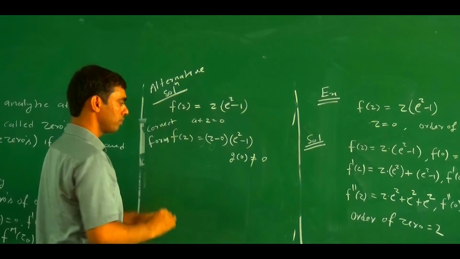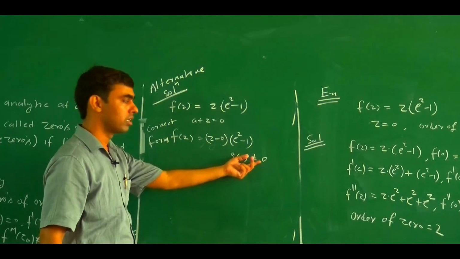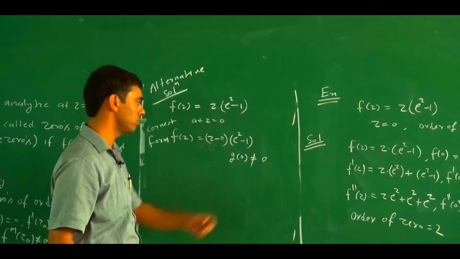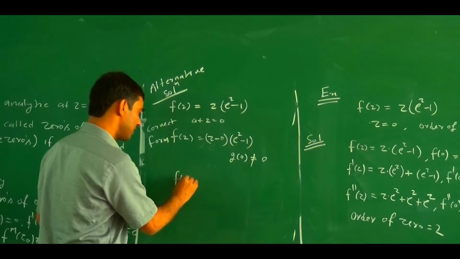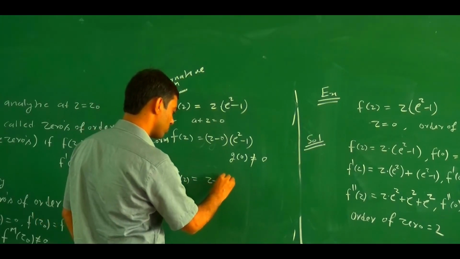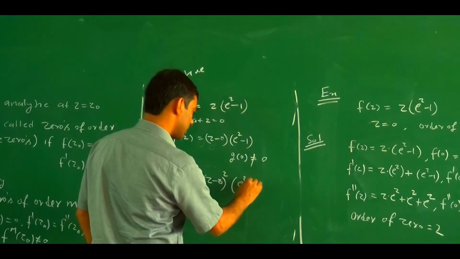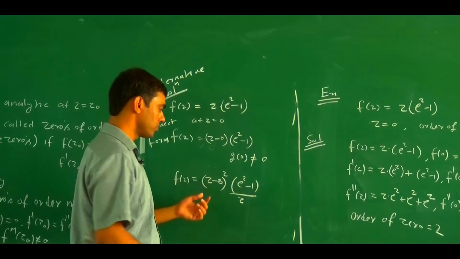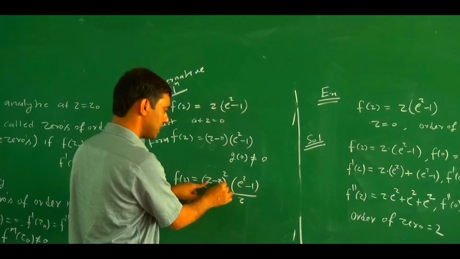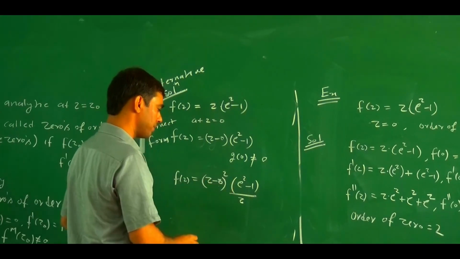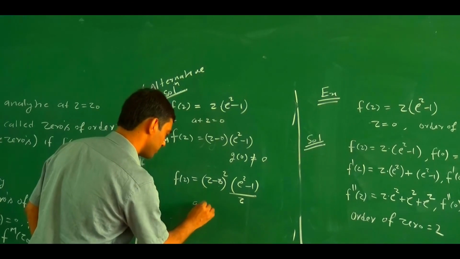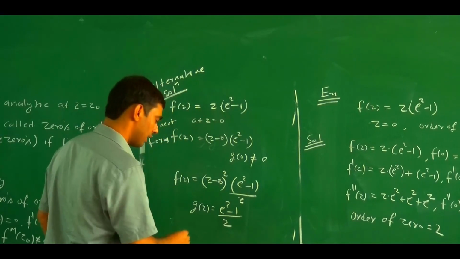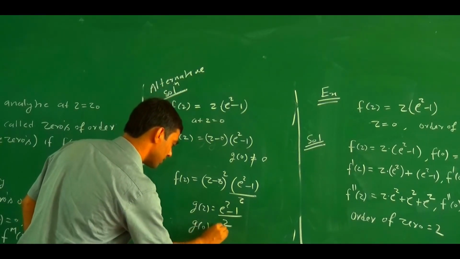Why is this not a correct form? Because it is necessary that if we write in this form z minus z0, the remaining factor must be nonzero at z0. So we write f(z) equal to (z minus 0) squared times (e^z minus 1) divided by z. Then this one is g(z), and this one is (z minus z0) to the power m. And here g(z) is (e^z minus 1) divided by z, and here g(z0) does not equal 0.